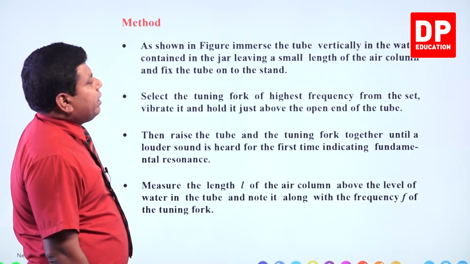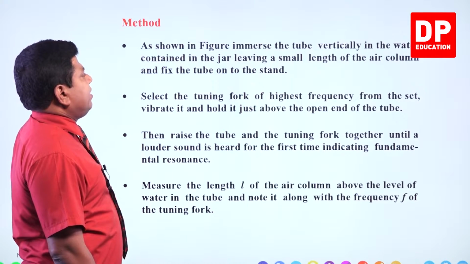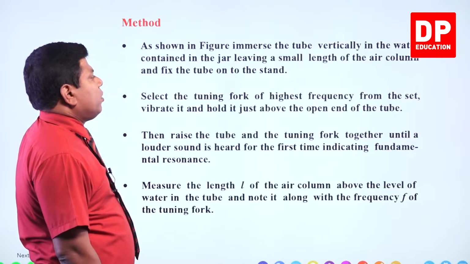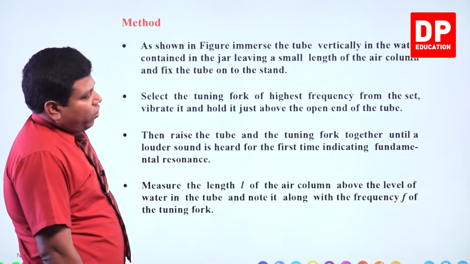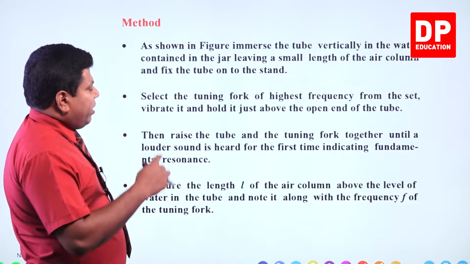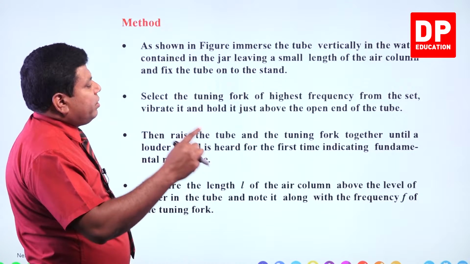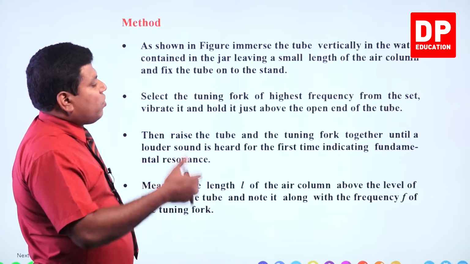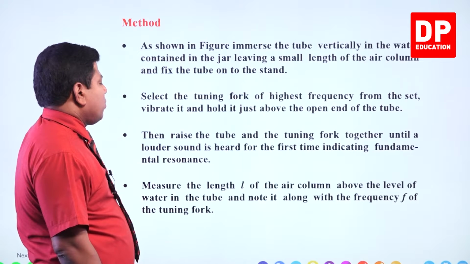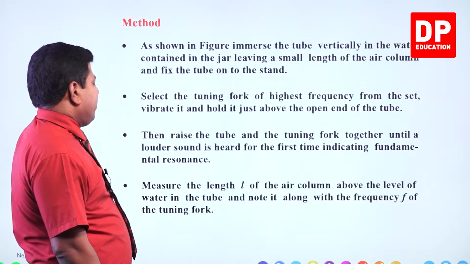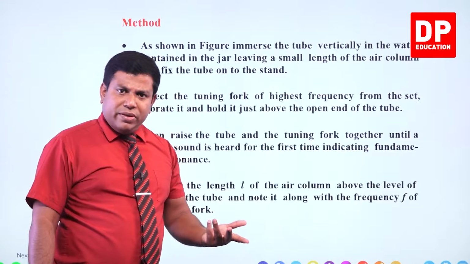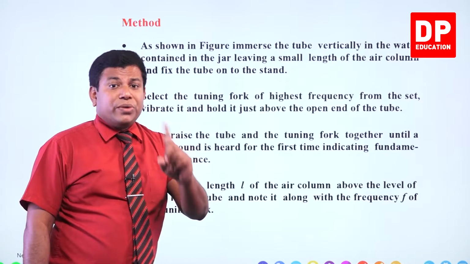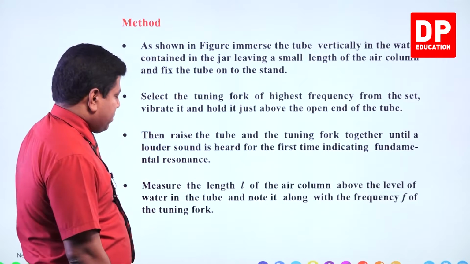As shown in the figure, immerse the tube vertically in the water contained in the jar, leaving a small length of air column, and fix the tube onto the stand. Select the tuning fork of highest frequency from the set, vibrate it and hold it just above the open end of the tube. Then raise the tube and the tuning fork together until a louder sound is heard for the first time, indicating fundamental resonance. Same thing we did for the previous experiment as well. There we did with one tube or one tuning fork.